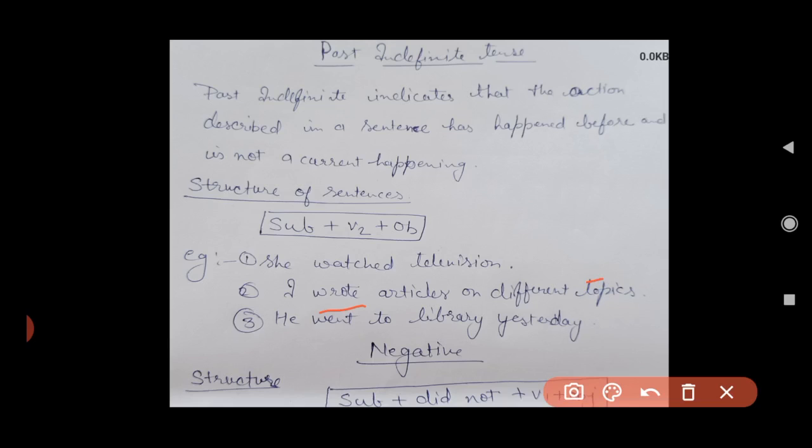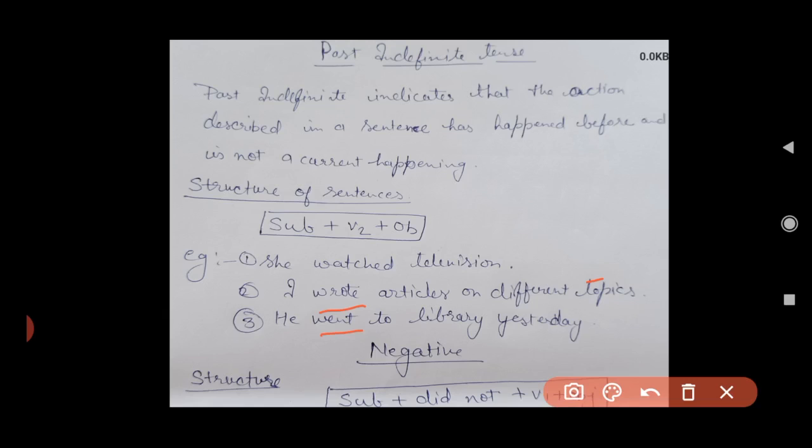Okay, and the third example is: he went to library yesterday. Means he went to library in previous time. Now he is not going to library. Now he doesn't go to library. He went to library in past time. Okay, so went is the second form of go. That's clear.